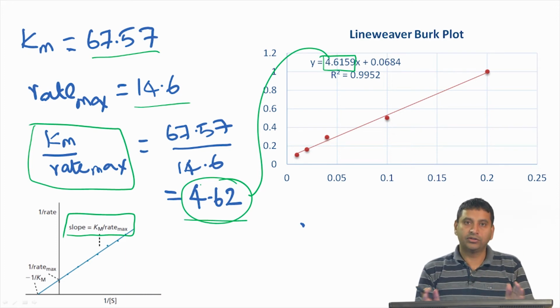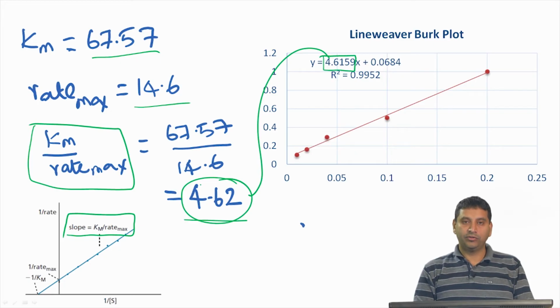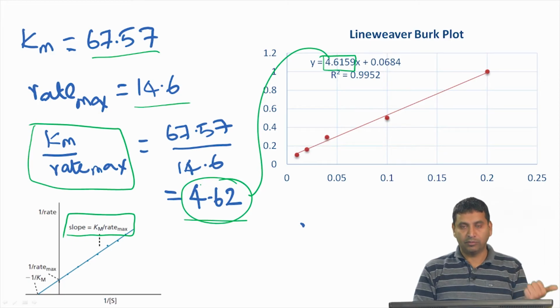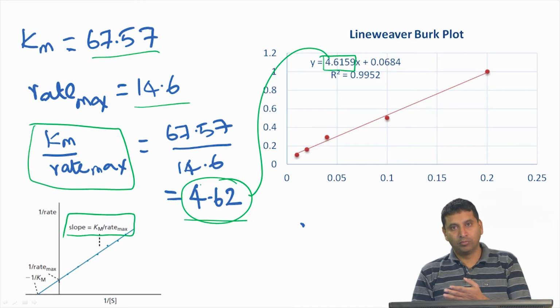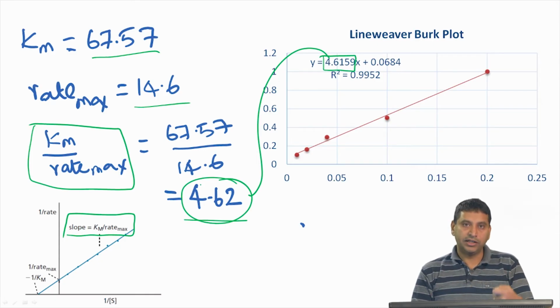So, when we start out this problem, what we need to do is first take the inverse of both numbers, that is, 1 by substrate concentration and 1 by rate max. Once you take these two, you plot them as the x and y axis, and then you can do a curve fitting to a straight line, y equals mx plus c, where m is the slope and c is the intercept. From these two numbers, you can derive the Michaelis-Menten constant as well as rate max.